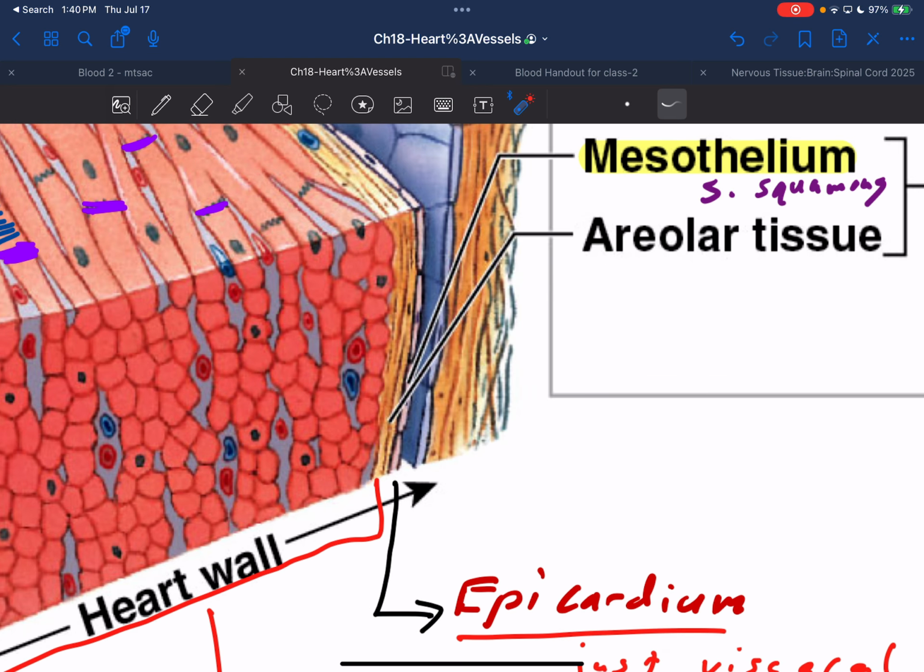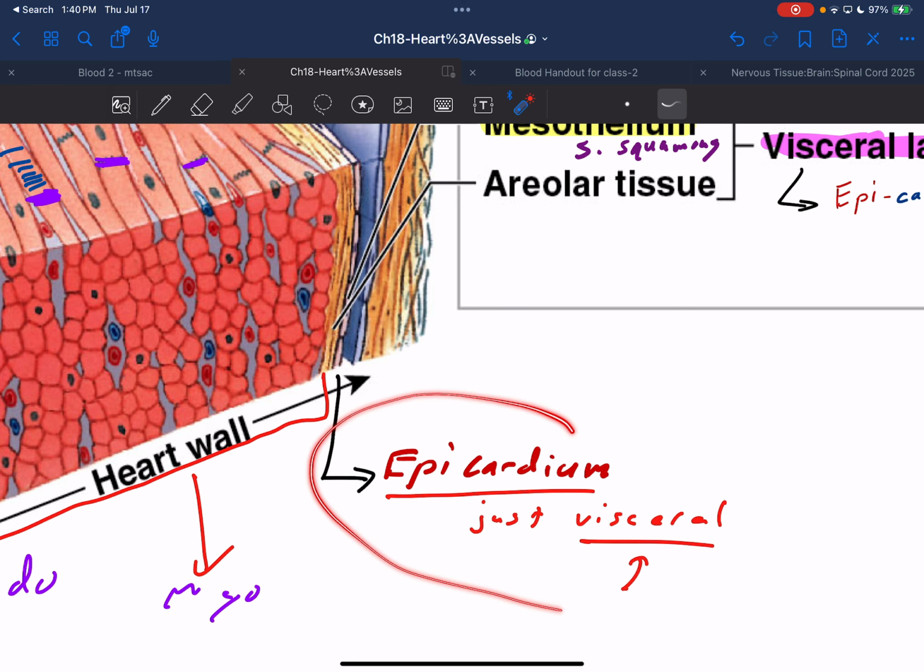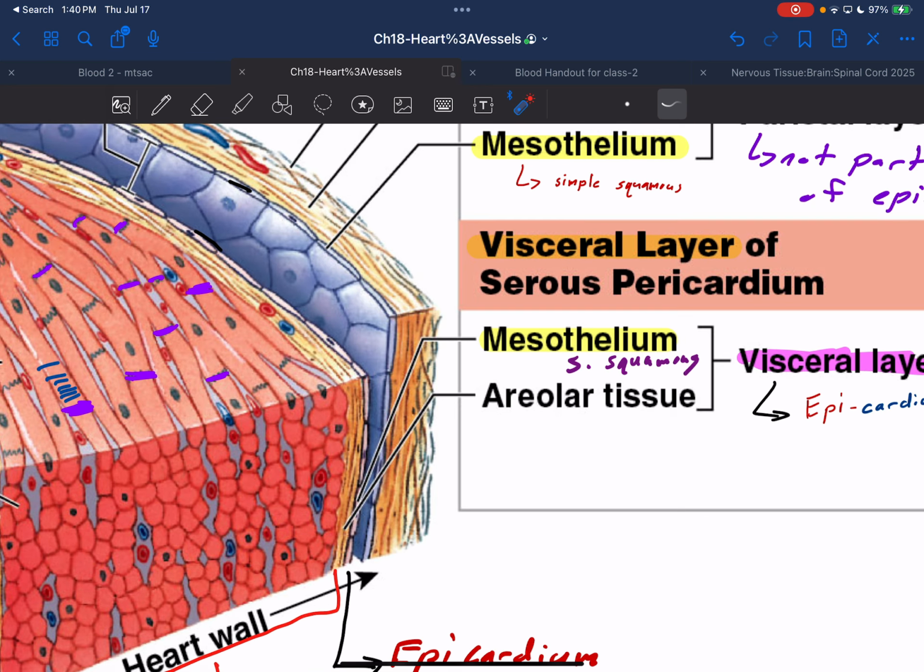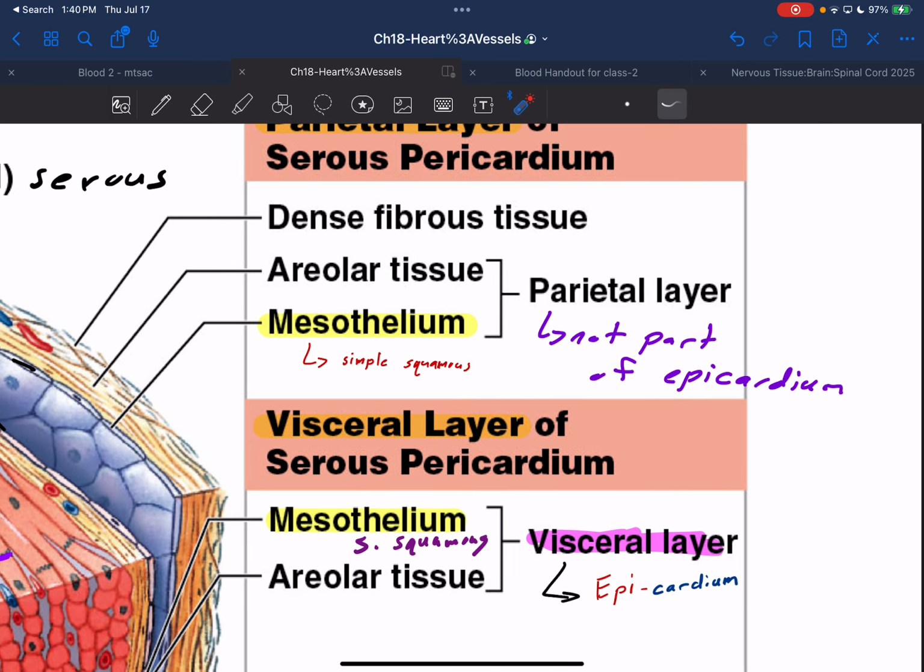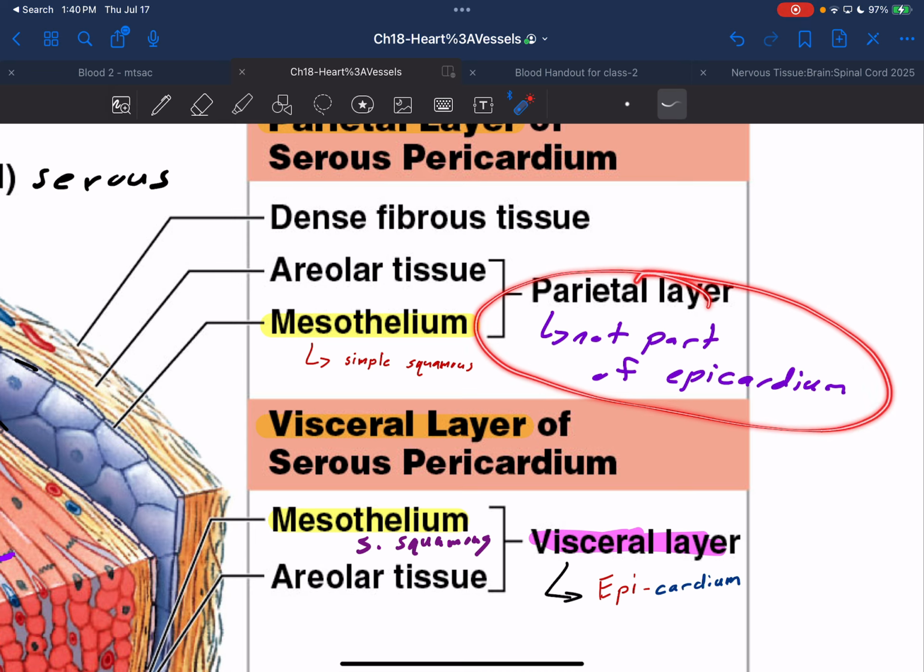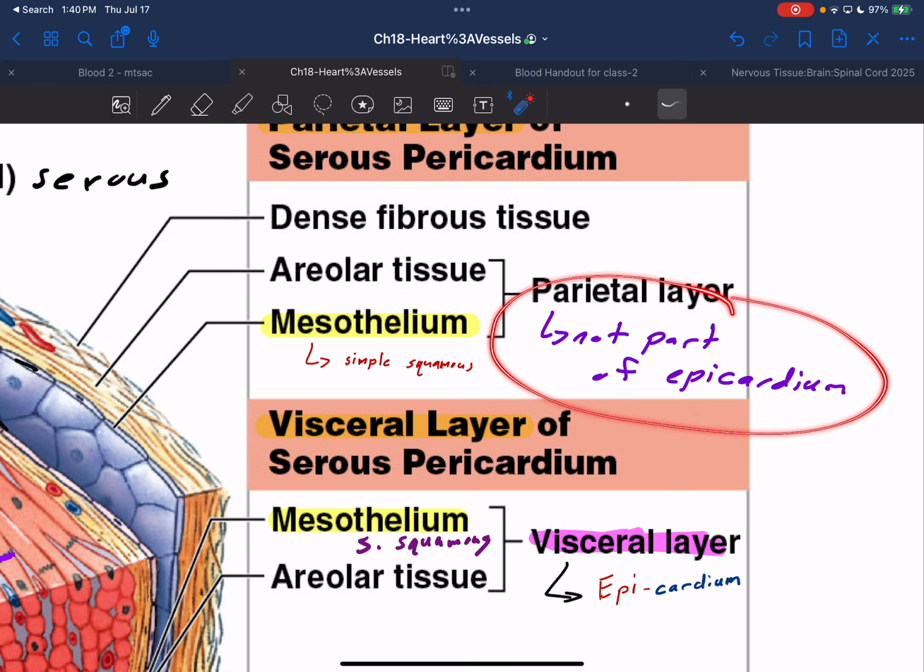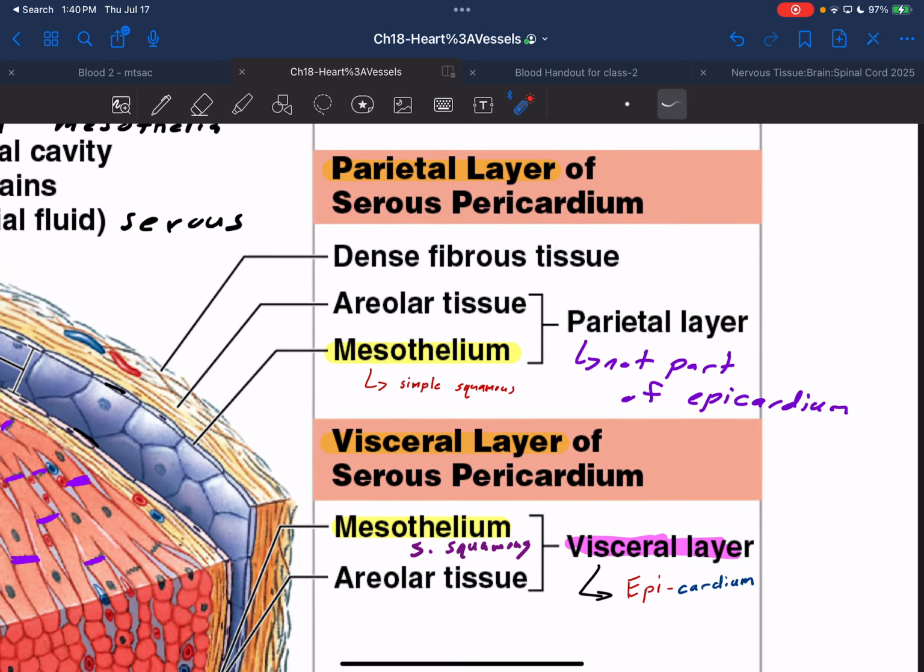The visceral layer, the wall of cells that is touching the heart, is the boundary or what makes up the epicardium. The parietal layer that matches it, even though they make up the serous pericardium, they make up the cavity, the pericardial cavity with fluid in here. Technically, the parietal layer is kind of its own layer. It's not part of the epicardium.